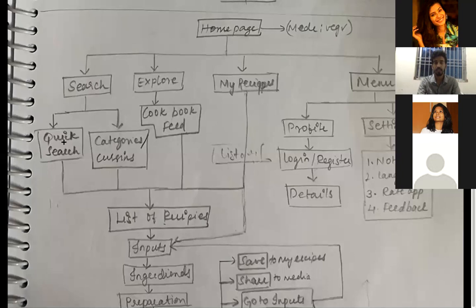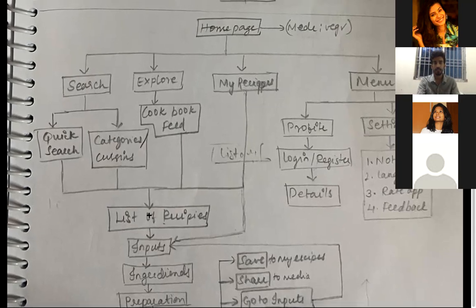So in search, there's quick search, and when you click on search, there will be categories or cuisines under the search button. So you can click it and go to the list of recipes. And in explore, there will be feeds like top 10 recipes of the week or something interesting. And my recipes is whichever recipes people like and save in their recipes. And then there's menu, with the usual stuff. So all these will direct you to the list of recipes.